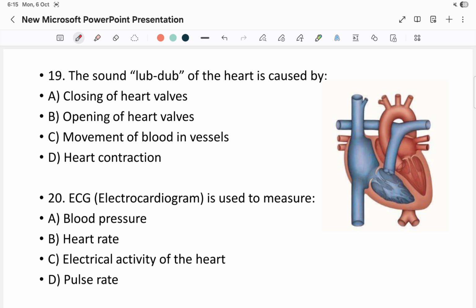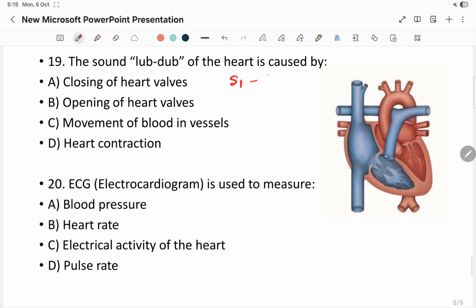Question number 19. The sound lub-dub of the heart is caused by. So we know that we have two normal heart sounds. S1 is lub and S2 is dub. They both are caused by the closure of the heart valves. S1 is caused by the closure of the atrioventricular valves, and S2 is caused by the closure of the semilunar valves.